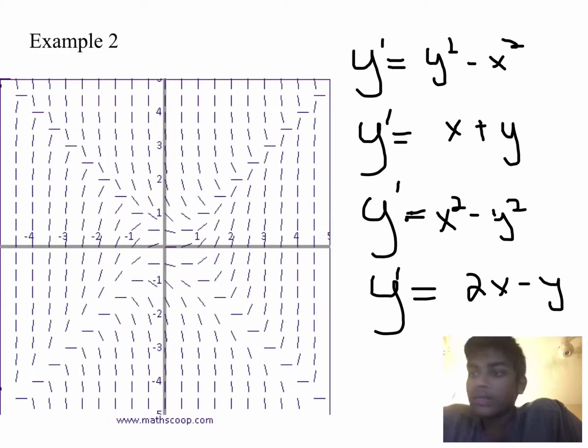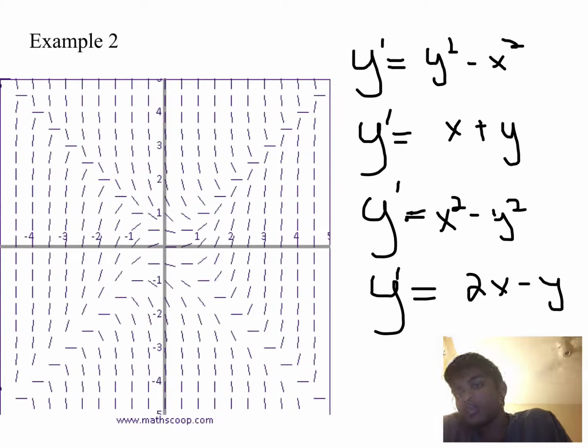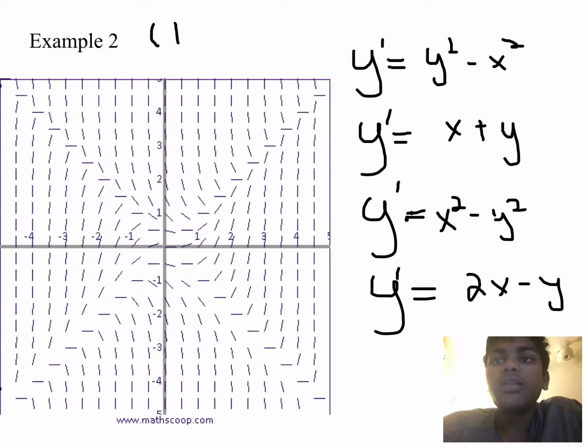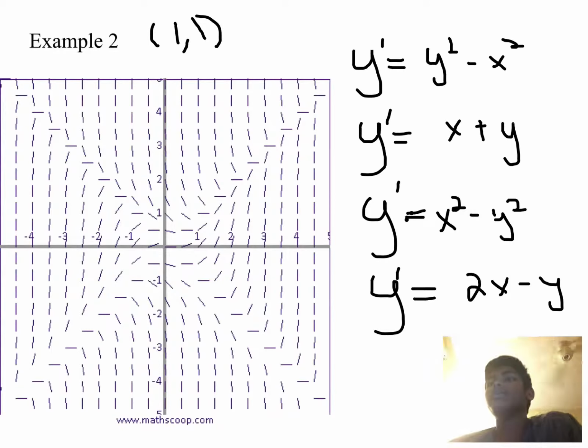Next part. Here we have a slope field, and we have 4 differential equations that might match. One of these matches the graph. So our task here is to find which differential equation matches the graph. So first we start off with matching points. We can start off with point (1, 1) on the graph.